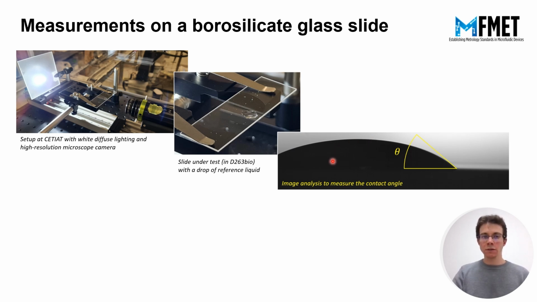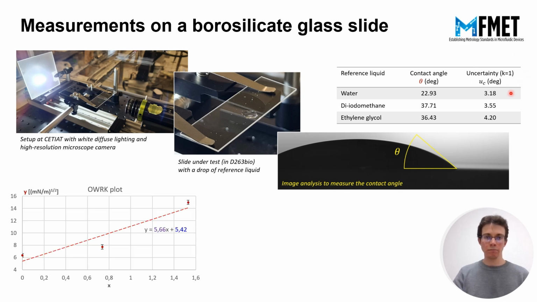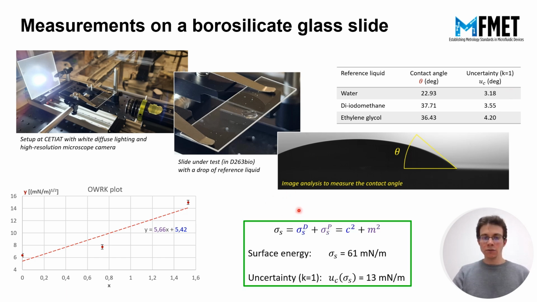After image analysis, you are able to measure the contact angle and repeat the process with several reference liquids. You also repeat the process several times for each liquid in order to evaluate the uncertainty associated to the measurement. Now you can plot the data using the model I presented before. We know the y-intercept is the square root of the dispersive component, and the slope is the square root of the polar component. Thus, we calculate the surface energy of this material with the associated uncertainty.